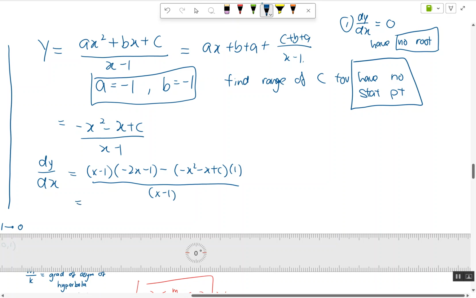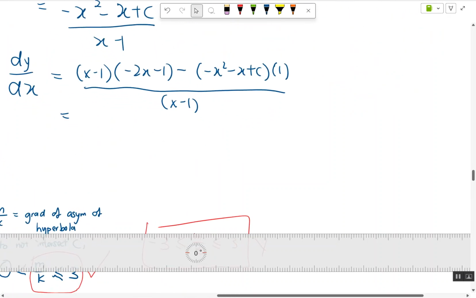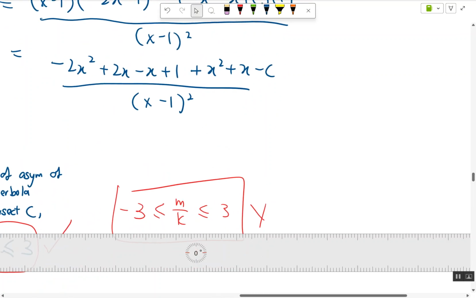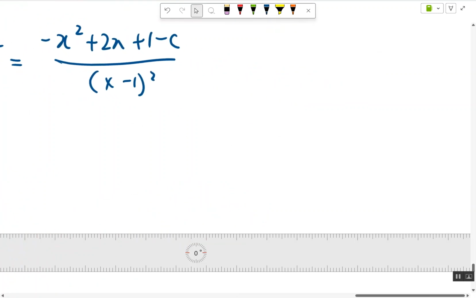So if you make the bottom nice, the numerator will become a quadratic. This will be negative 2x squared plus 2x minus x plus 1 plus x squared plus x minus c. Yeah, doesn't matter the bottom. So over here, this will become minus x squared plus 2x plus 1 minus c over x minus 1 squared. So this is your dy/dx.